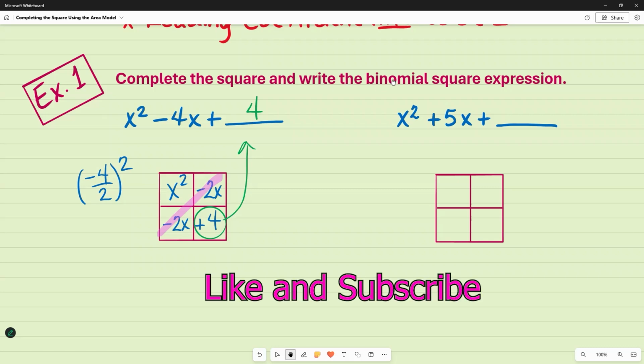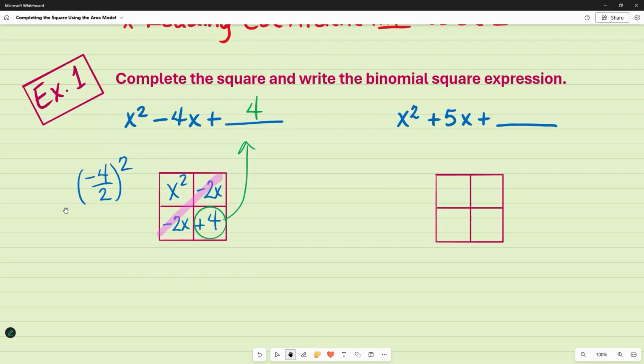Now I'm going to write the binomial square expression. This is what I'm going to look at. I'm going to write x minus, -4 divided by 2 is -2. And then the formula says to square it. This is the binomial squared expression.